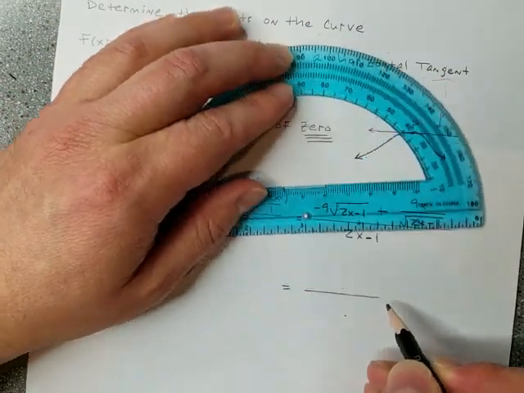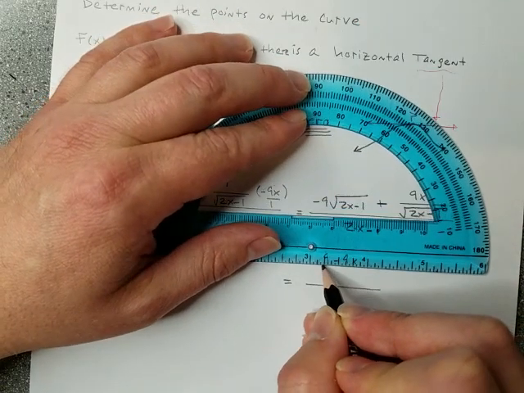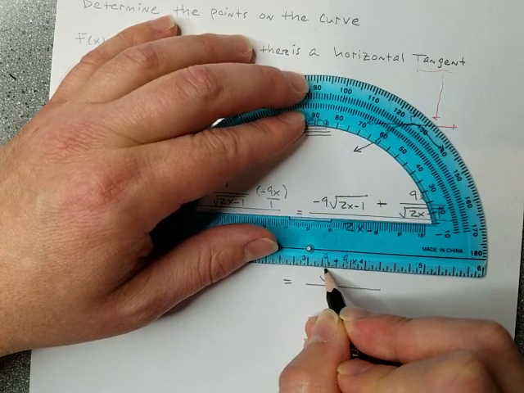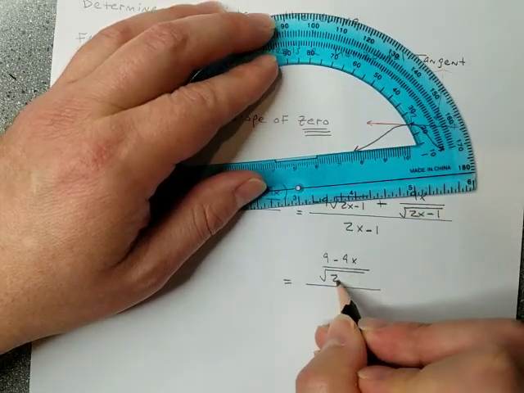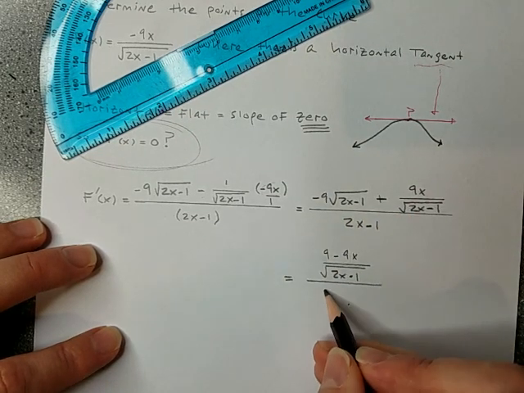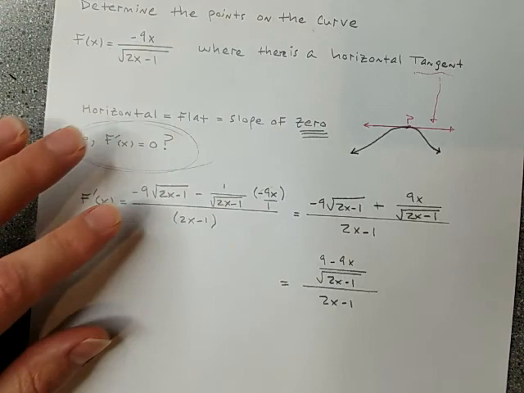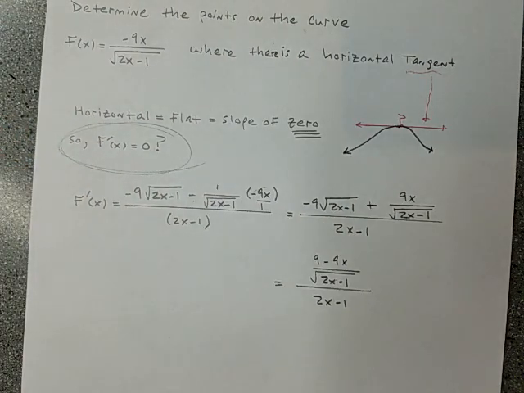All right, so we already did that. I'm just going to write it down. We got 9 minus 9x over root 2x minus 1, and that is over 2x minus 1. Okay. Now we're almost there. Not quite. We got a little bit more to do.